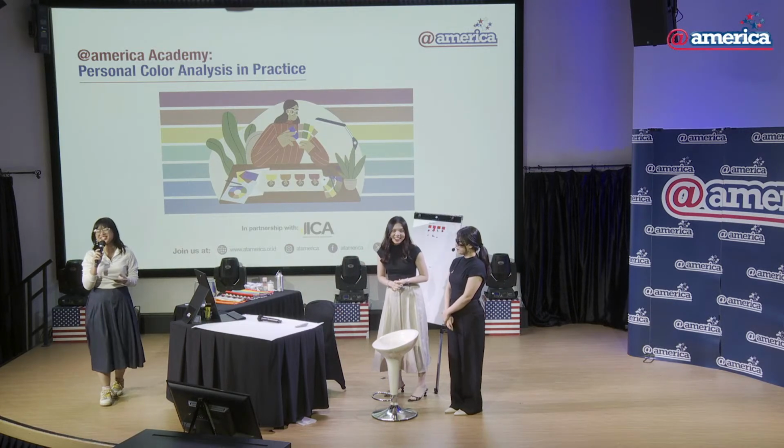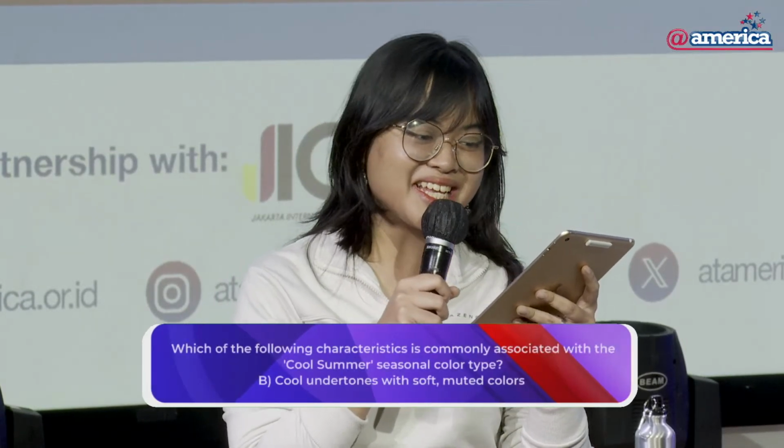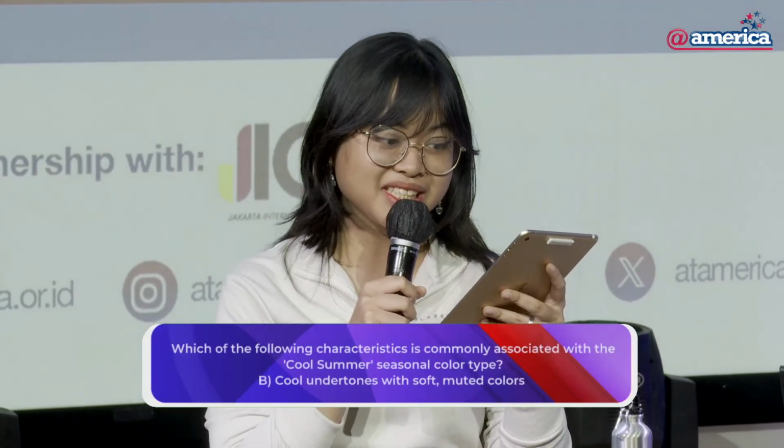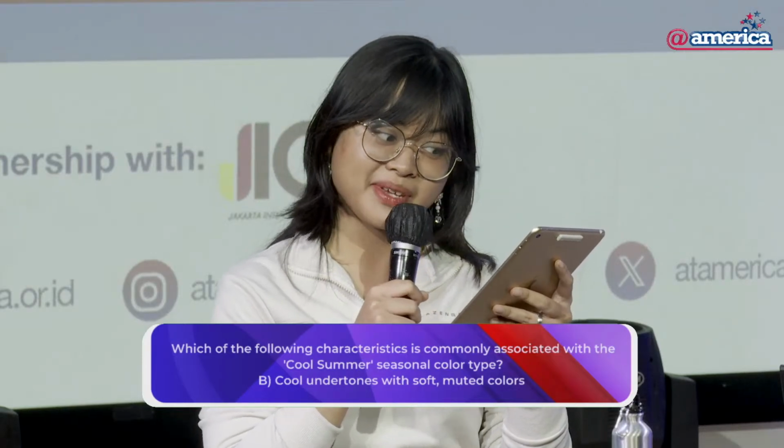Okay. So thank you so much, everyone, for coming here. I guess now you guys have some reason to go out and shop. And earlier, before this event started, I asked a little trivia question, and the question was, which of the following characteristics is commonly associated with the cool summer seasonal color type? And the answer is B, cool undertones with soft muted colors. Congratulations to Stephanie Lau21 from Instagram for answering the question correctly.